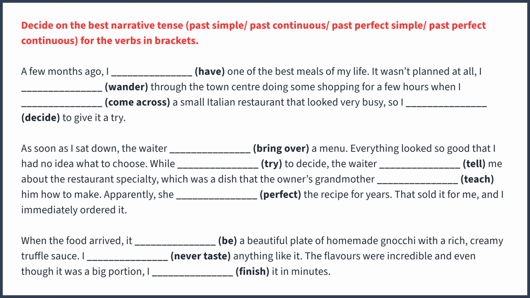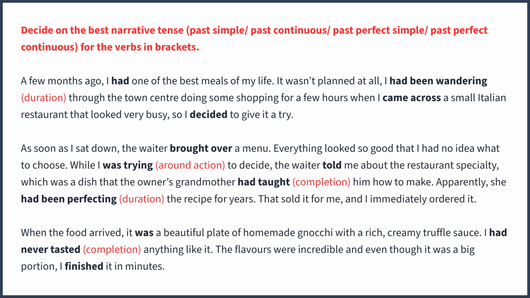In exercise number 3, you need to complete the gaps with one of the 4 narrative tenses: past simple, past continuous, past perfect simple, or past perfect continuous. Pause the video now if you'd like to do the exercise on your own. Exercise 3, comments. There are several examples of the past simple which move the story forward in time. There is one example of the past perfect continuous. In the first paragraph, I had been wondering. This sentence emphasizes duration and includes a time phrase for a few hours. So the past continuous is not possible here, only the past perfect continuous.